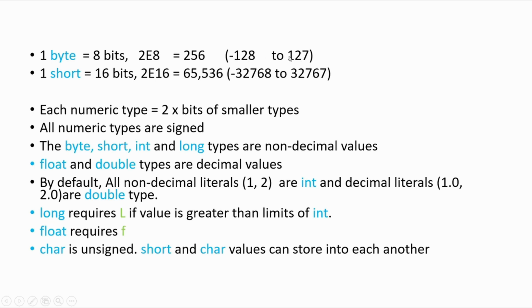Why have we not ended up with 128 on the positive side? The reason is we have included 0 in our count. Same thing we have done with the short.